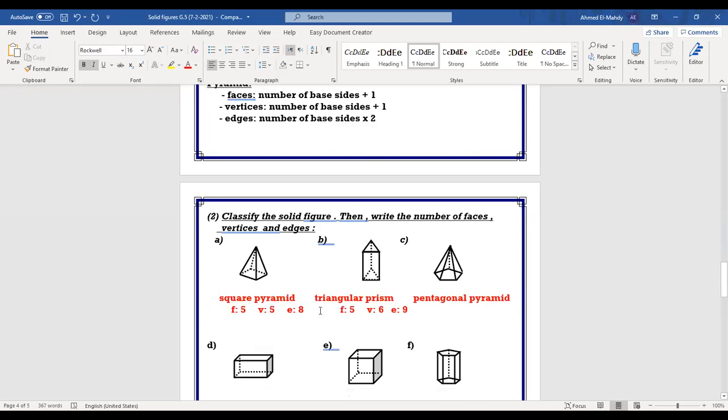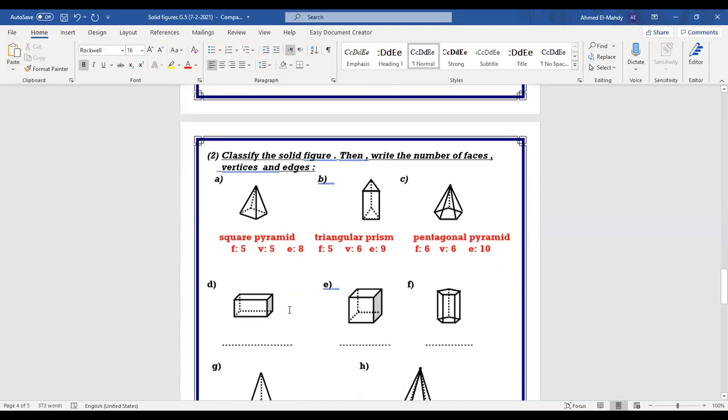Okay. In the pentagon we have 5 sides. To find the faces in the pyramid, plus 1. 5 plus 1 equals 6. Good. And to find the vertices, also plus 1. 5 plus 1 equals 6. To find the number of edges, multiply by 2. 5 multiplied by 2 equals 10. Thank you, Aysel.